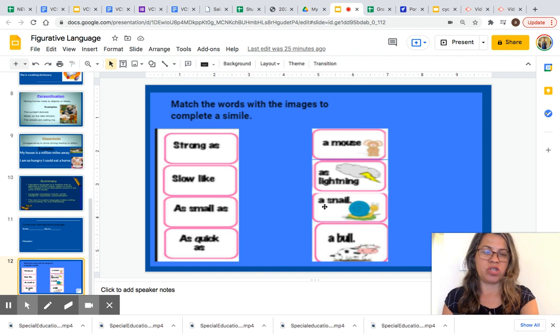When you match in this activity, you can just point to the correct answer. As small as a mouse, lightning, a snail, or a bull. And the last one, as quick as a mouse, lightning, a snail, or a bull. So you can just point to the correct one. For each beginning of the sentence, you have here the simile on the other side.